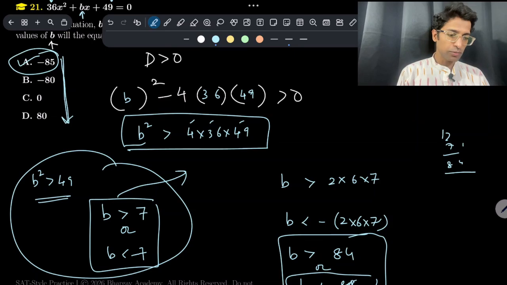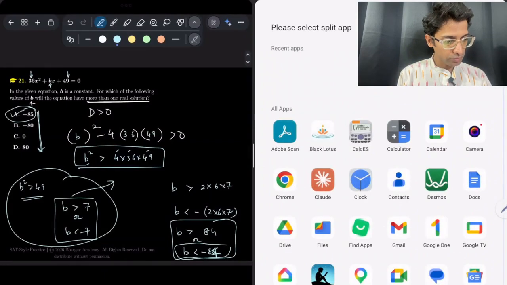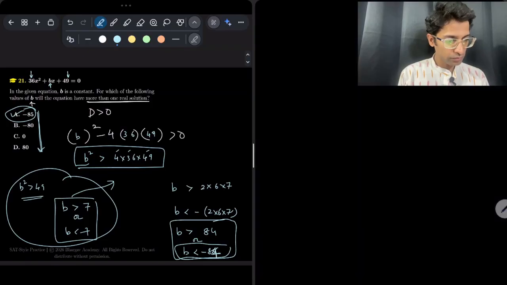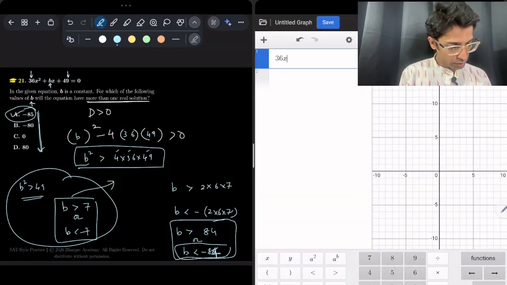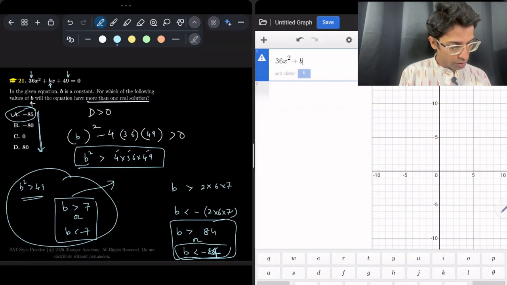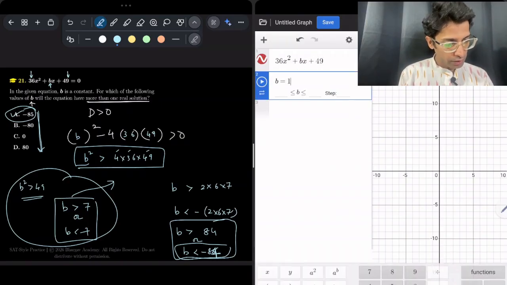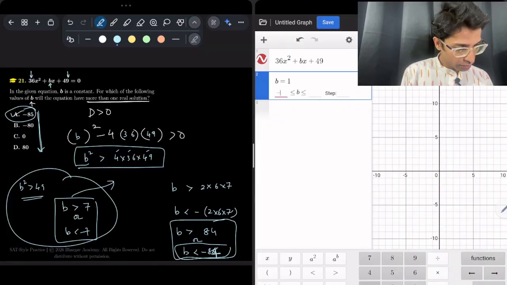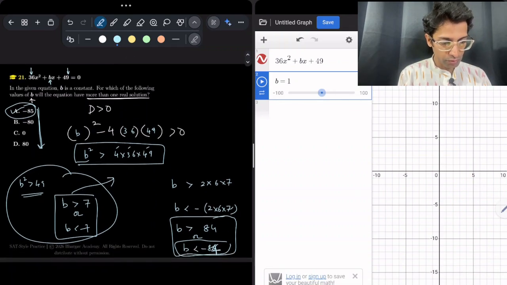Alright, let's do the same problem using Desmos. In Desmos, type 36x² + bx + 49. Add a slider, and whenever there is a slider, change the values from −100 to +100 so that you have lots of free space to look around.